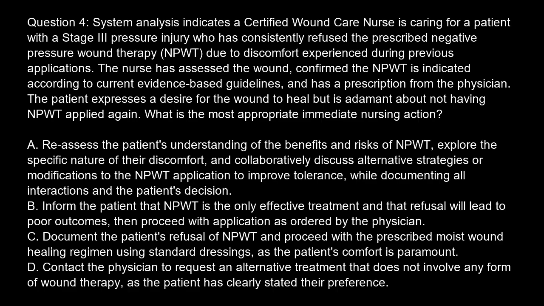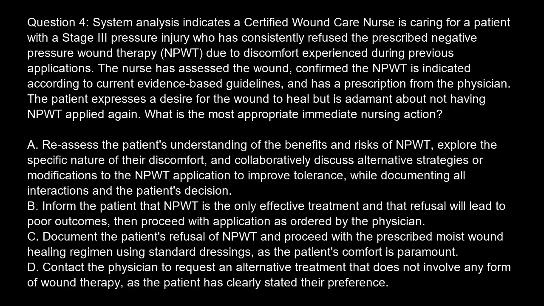Option A. Reassess the patient's understanding of the benefits and risks of NPWT, explore the specific nature of their discomfort, and collaboratively discuss alternative strategies or modifications to the NPWT application to improve tolerance, while documenting all interactions and the patient's decision. Option B. Inform the patient that NPWT is the only effective treatment and that refusal will lead to poor outcomes, then proceed with application as ordered by the physician.